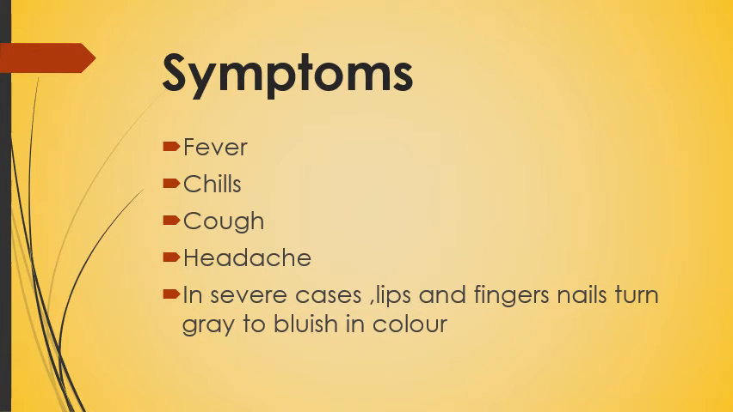Symptoms of pneumonia: fever, chills. Chills means whenever the fever is there, तो बहुत ज़्यादा ठंड लगना, that is a main symptom of pneumonia. Cough, headache, and in very extreme conditions, lips and fingernails turn grey to bluish in color. So the primary symptom is fever with chills, then cough, then headache, and in very severe conditions, the lips and fingernails turn grey to bluish in color.